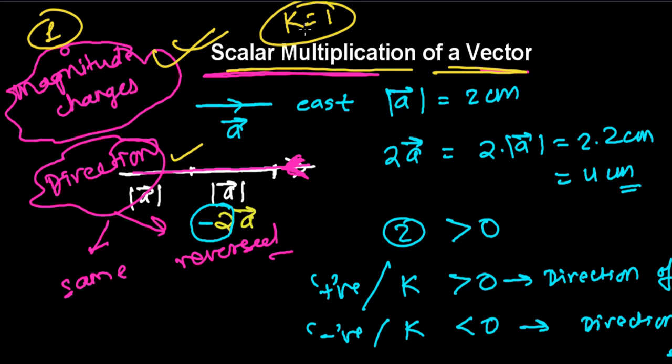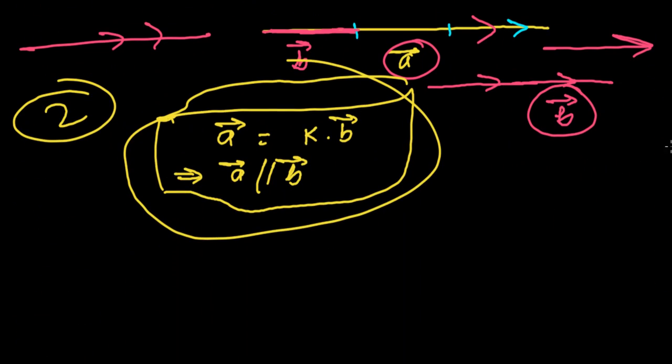If k is 1, then everything will be the same, and the condition of parallelism can be defined based on the scalar multiplication of a vector. You should understand this. Whenever you are going to prove that two lines are parallel to each other, just show that one vector is some scalar number of times another vector. That's the only way to prove two lines parallel in vector algebra.